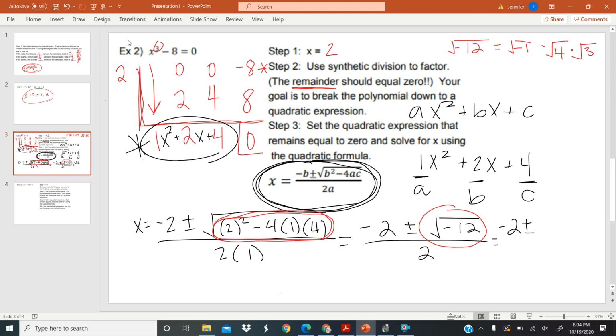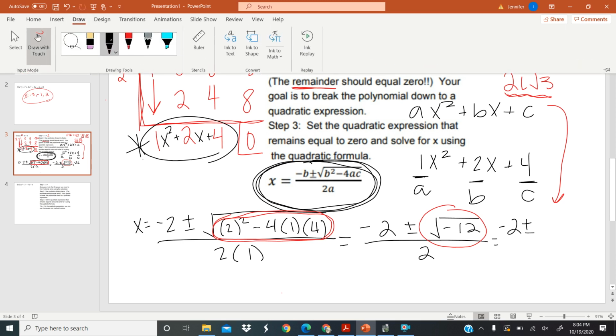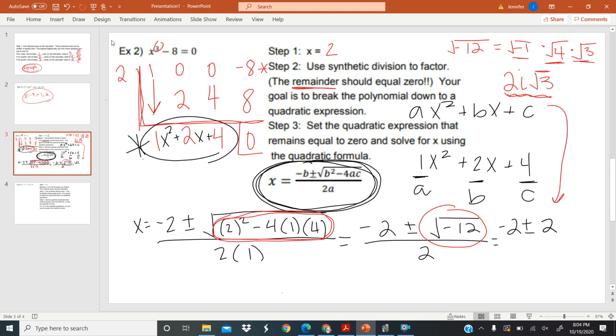So the square root of negative 1 is going to be i. The square root of 4 is 2. And then the square root of 3 can't be simplified or reduced, so we stay at 3. So this 2i square root of 3 is what's going to go here. So we have negative 2 plus or minus 2i square root of 3, and then divided by 2.